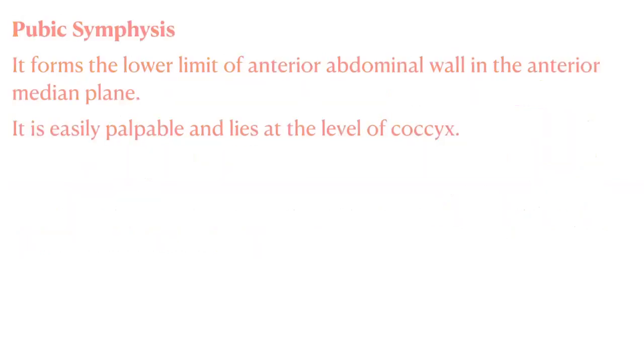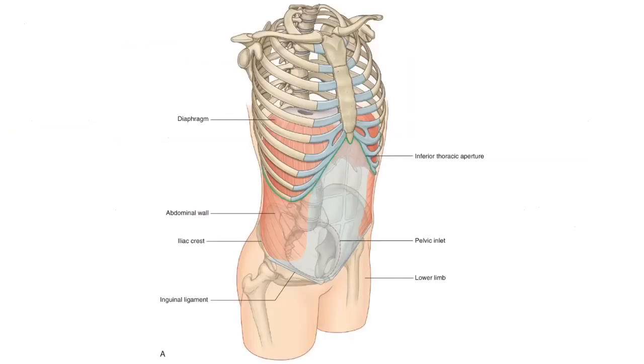Coming to the last bony landmark, the pubic symphysis. It forms the lower limit of the anterior abdominal wall in the anterior median plane. It is easily palpable and lies at the level of the coccyx. So these are the bony landmarks, right?